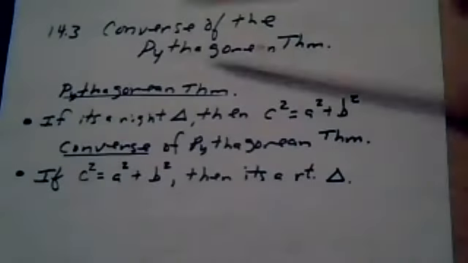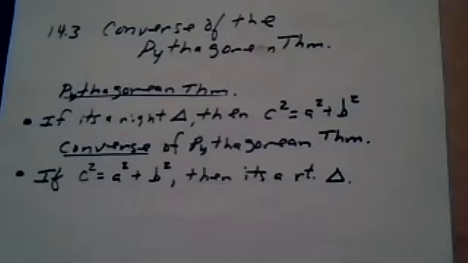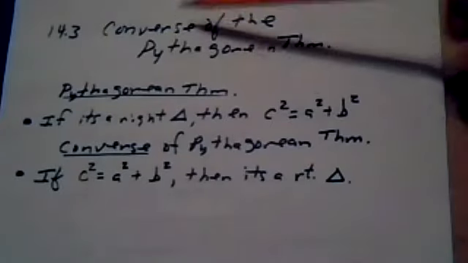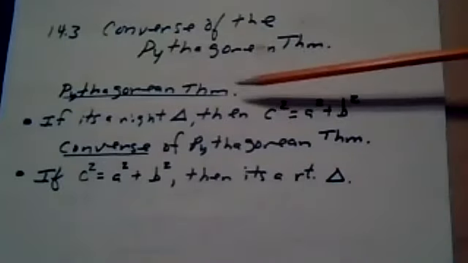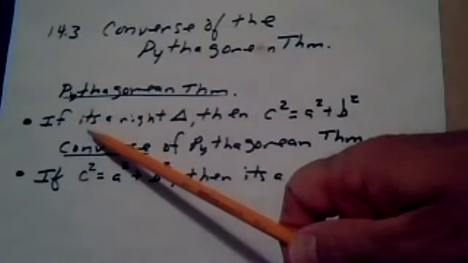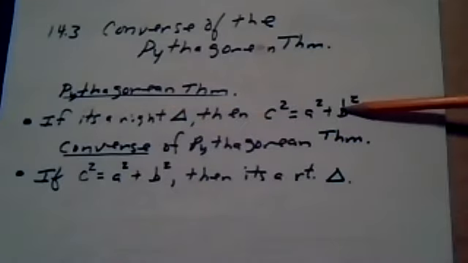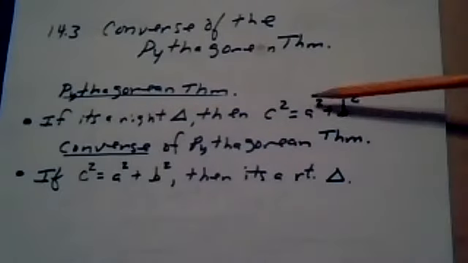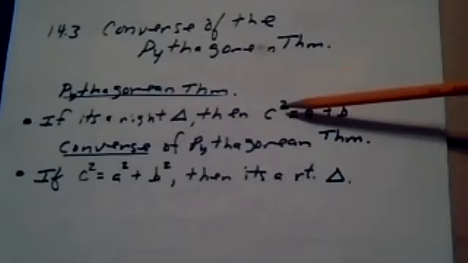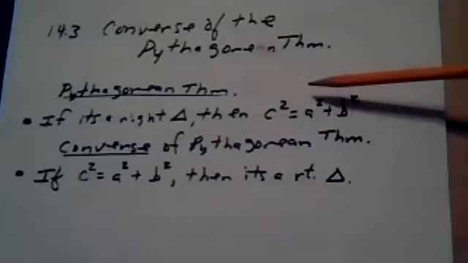The converse of the Pythagorean theorem means the backwards, the reverse. Converse means you switch things around. The Pythagorean theorem says that if you have a right triangle, then this equation should be true. The converse would be that you put this first and this second. So I'm going to put the part after the then after the if, and what was after the if, I'm going to put after the then.